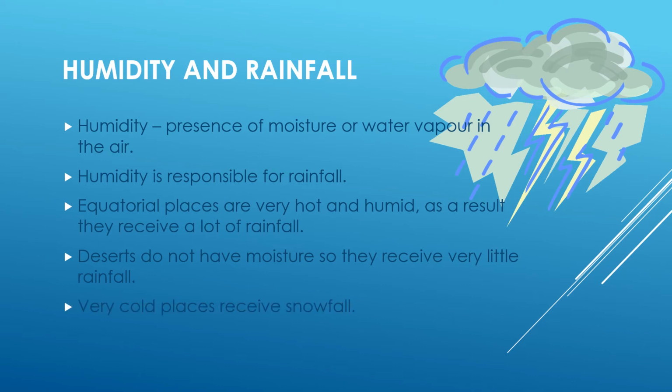Now, very cold places like the northern mountains or the Himalayas experience snowfall. So, if humidity causes rainfall in the plains, in the same way the cold wind causes snowfall in the cold places or in the northern mountains.